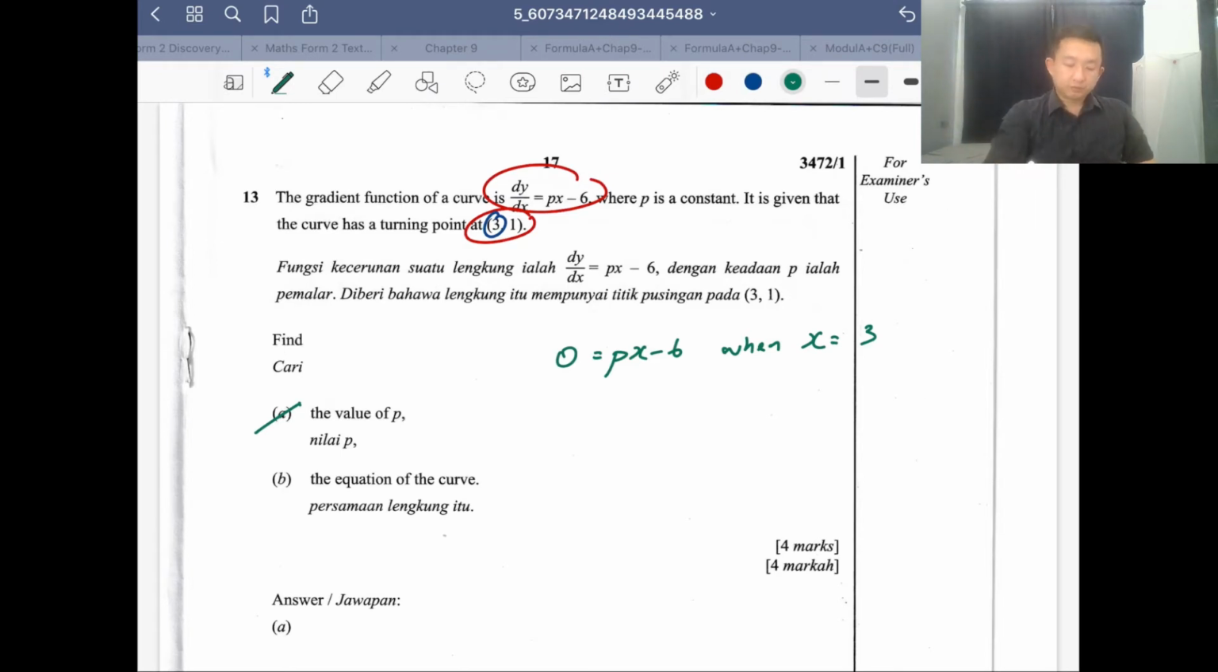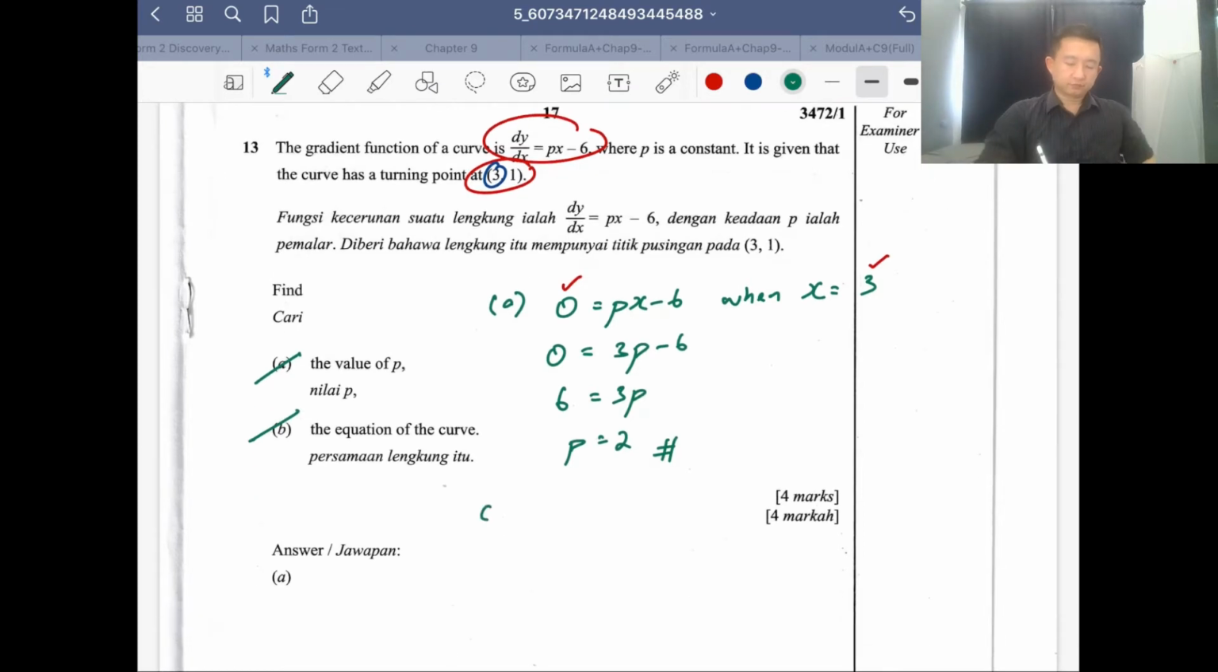So I put 0 for the gradient, and since I know the x value for this turning point, when x equals 3, dy/dx equals 0. So I put in 3. The equation of the curve. Now we know the value of P. We can change it to 2x minus 6. dy/dx is 2x minus 6. You have the equation of the curve.